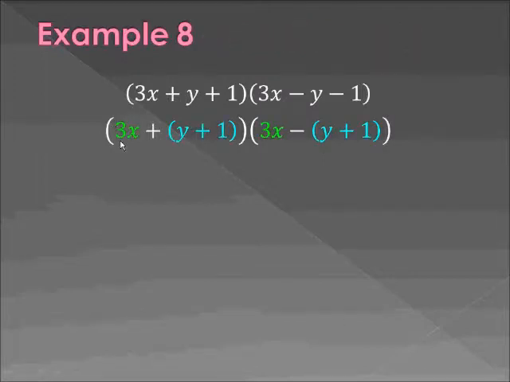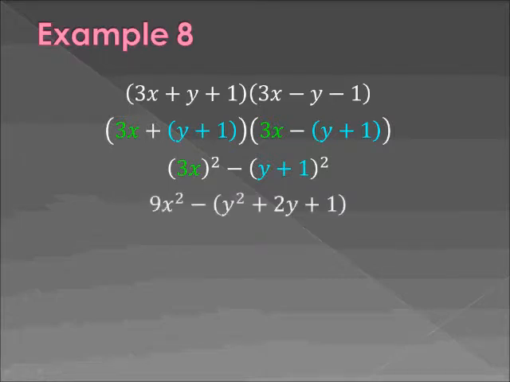The 3x refers to the a term. The quantity y plus 1 refers to the b term. So you can do this. 3x squared minus the quantity y plus 1 squared. And again, you expand. 9x squared minus y squared plus 2y plus 1. Distribute the negative sign in this trinomial, and you get the same answer that you got a moment ago. So there's more than one way to do this if it's available to you.